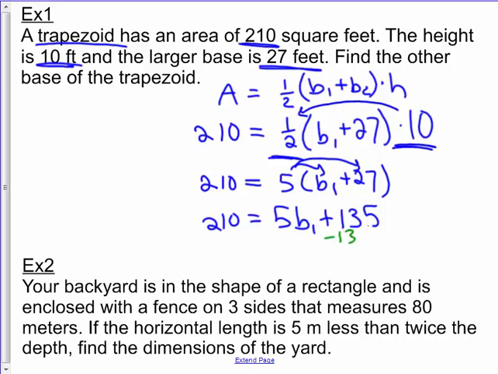When I subtract 135 from each side, I'm going to get 5B1 equals 75.